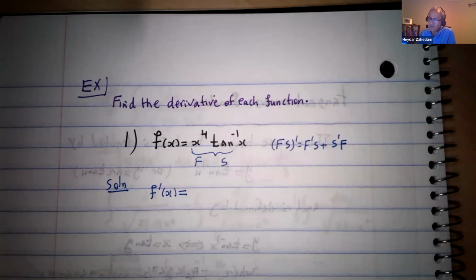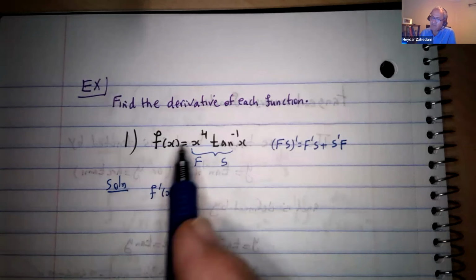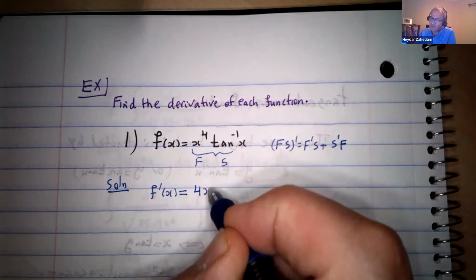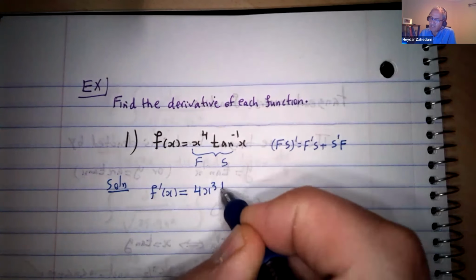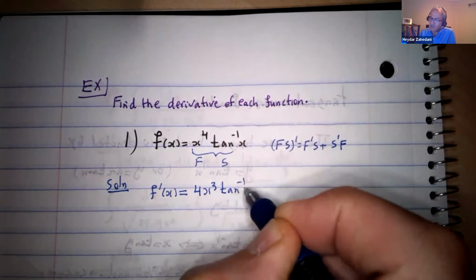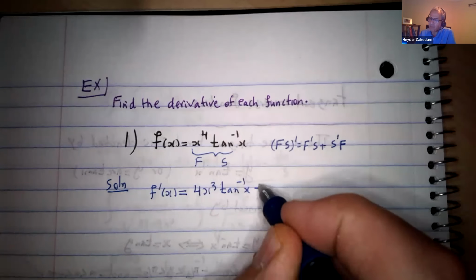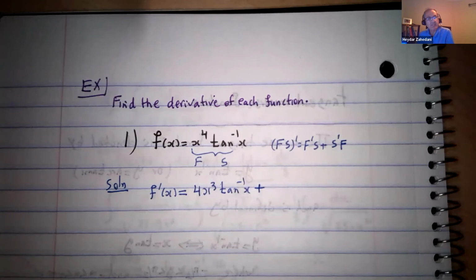Okay, it's going to be equal to the derivative of the first one. Derivative of x to the 4th is simply what? 4x cubed times the second one, tangent inverse of x. So that would be the derivative of the first times the second, plus derivative of the second times the first.